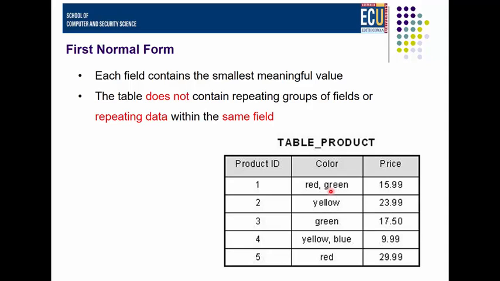For example, if I want to delete the red color from product 1, instead of delete, I have to write an update query and update it, for example, with green only. So your operation would be very difficult. So we want to remove this repeating group.